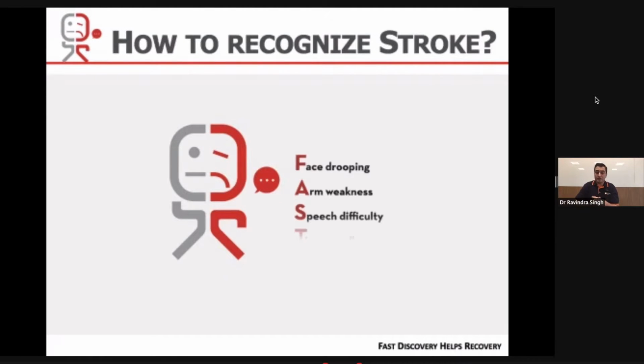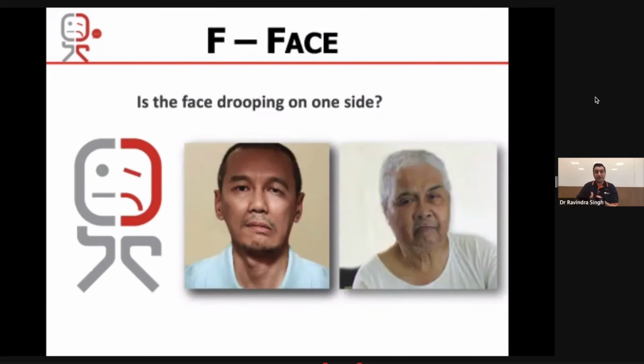Now, how to recognize stroke as a patient or general public or non-medical people? So we use this FAST method. F for face drooping, A for arm weakness, S for speech difficulty, and T for time to call 995 when you see any of these features. So remember FAST. F is the face drooping on one side? You can see in the picture that one side of the face is clearly drooping on the patient's face.